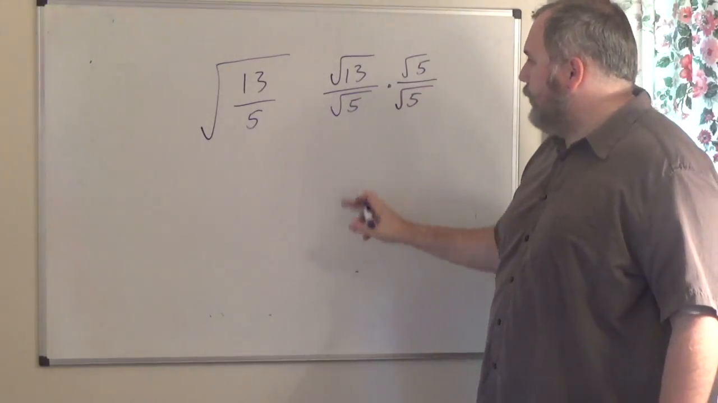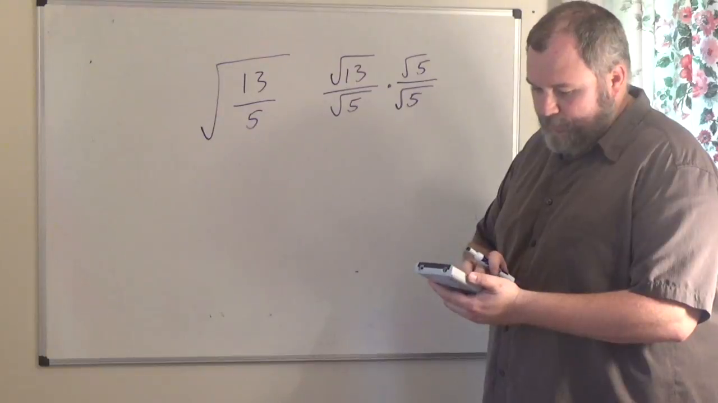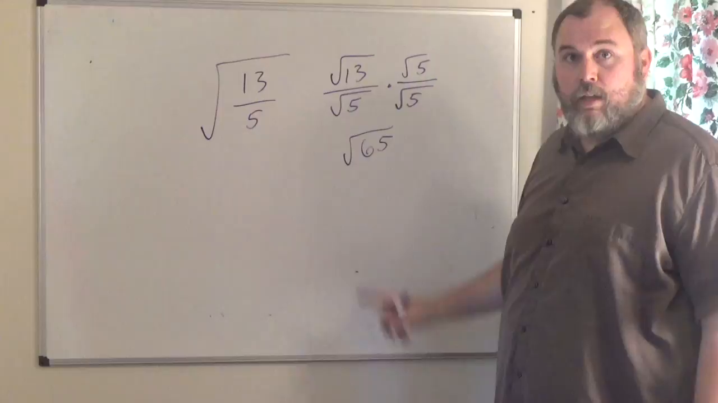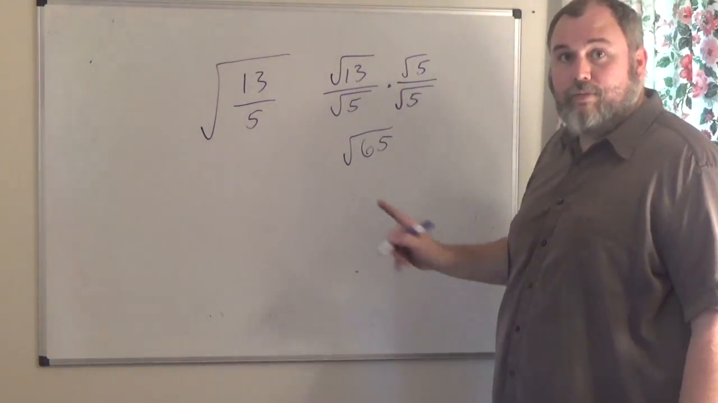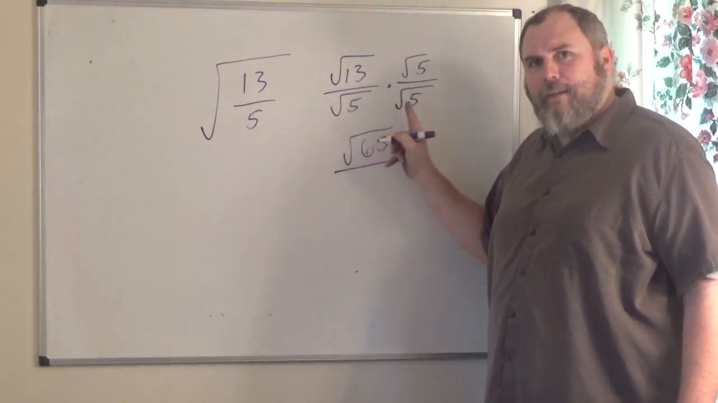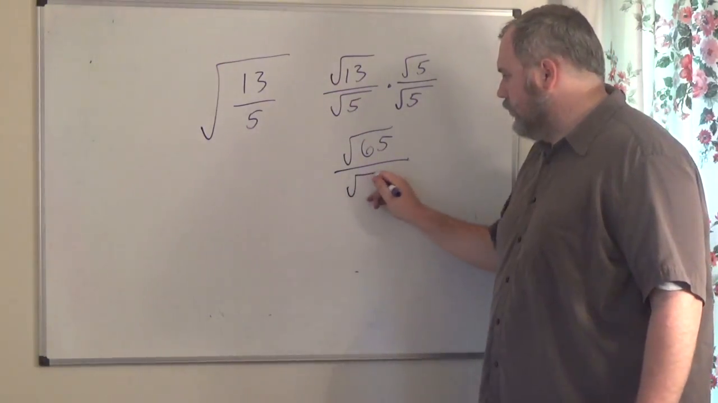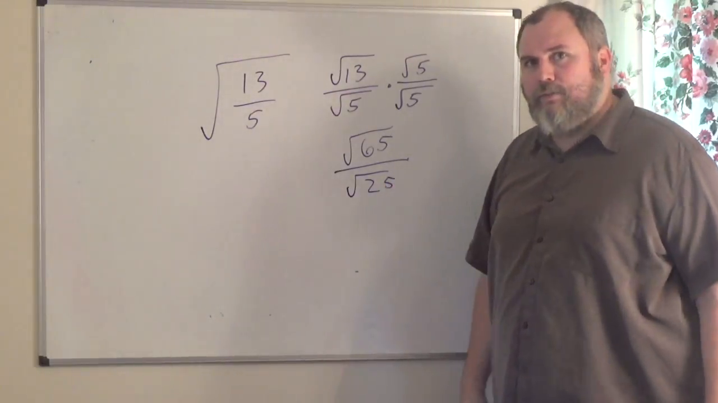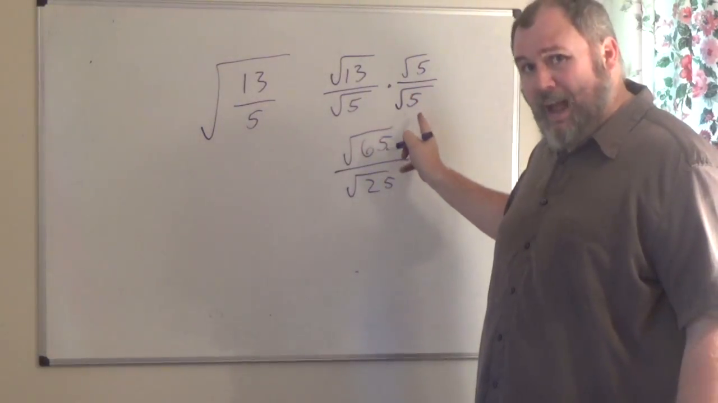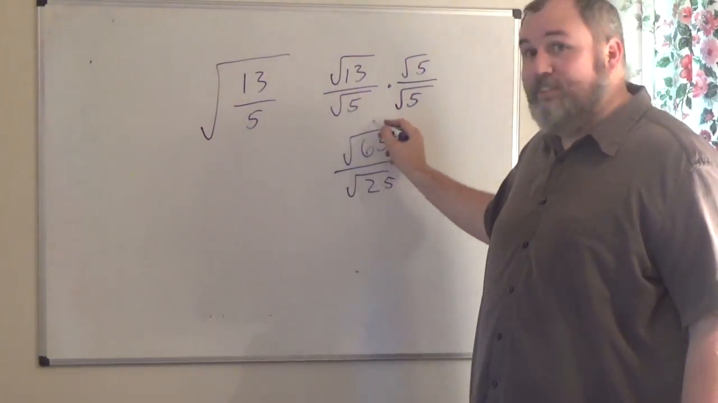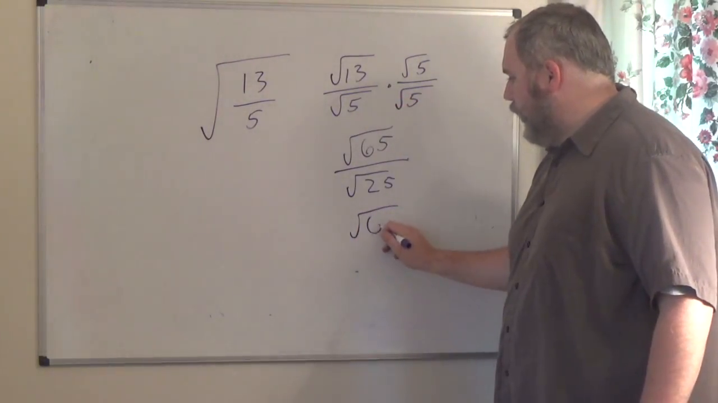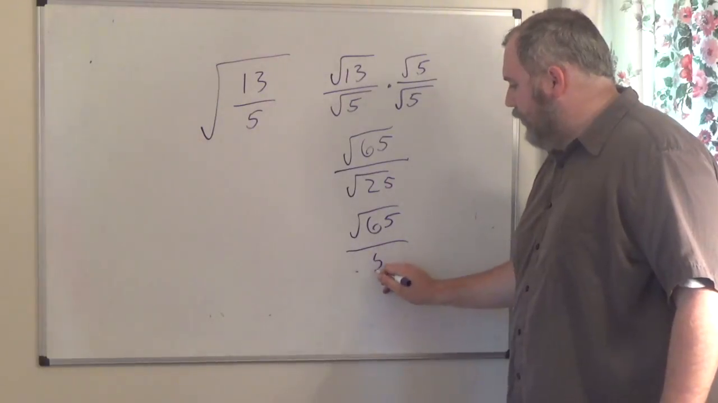Alright, so what happens here? Well, 13 times 5 gives me the square root of 65, because the square root of 13 times the square root of 5 is the square root of 65. Divided by, well, what's the square root of 5 times the square root of 5? Square root of 25. Now, some of you probably figured out something really quick. If I multiply a square root by a square root, guess what I get? Just the number that's under the radical. So I can really say that this is the square root of 65 divided by 5.